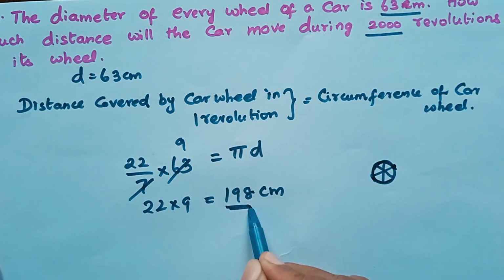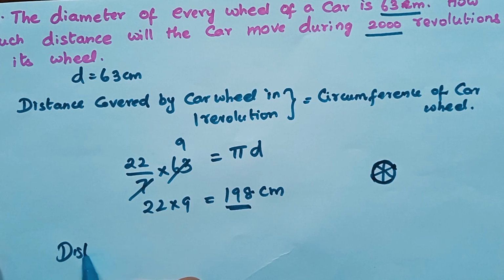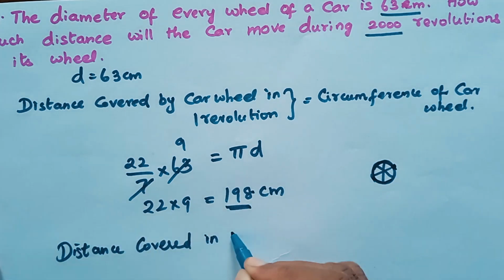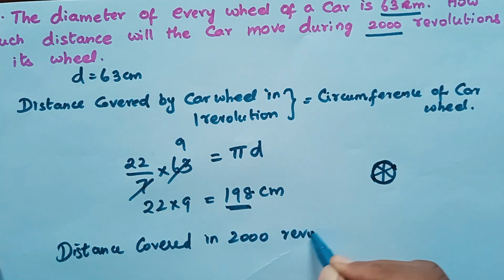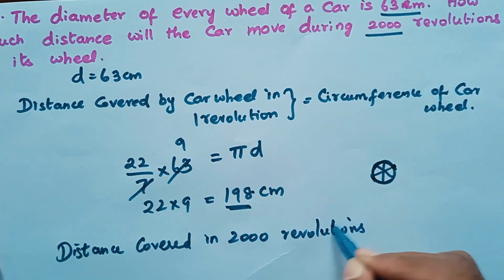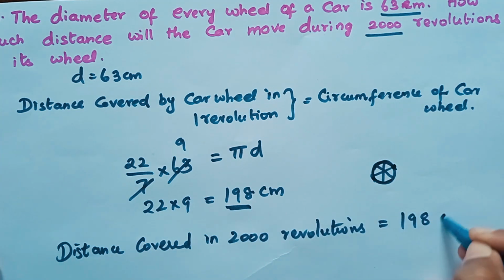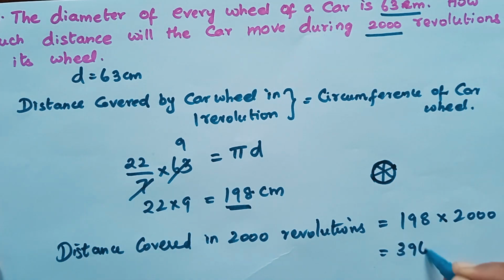This is for one revolution. So we need to find the distance covered in 2000 revolutions. What we need to do is multiply this 198 into 2000. So what will you get? 396000 centimeter. We need to convert this centimeter into kilometers because we are finding the answer for distance.